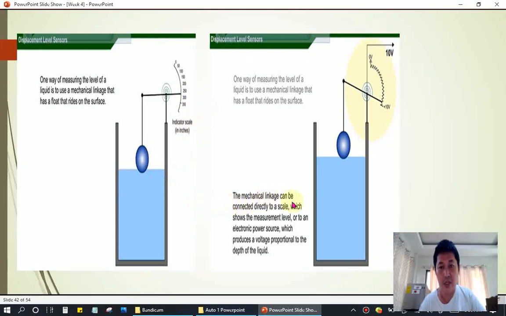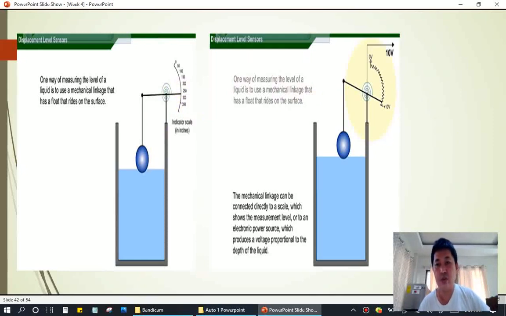So the mechanical linkage can be connected directly to a scale, which shows the measured level, or to an electronic power source, which produces a voltage proportional to the depth of the fluid. So this is directly proportional. When the level of water goes up, the reading also increases. So directly proportional.